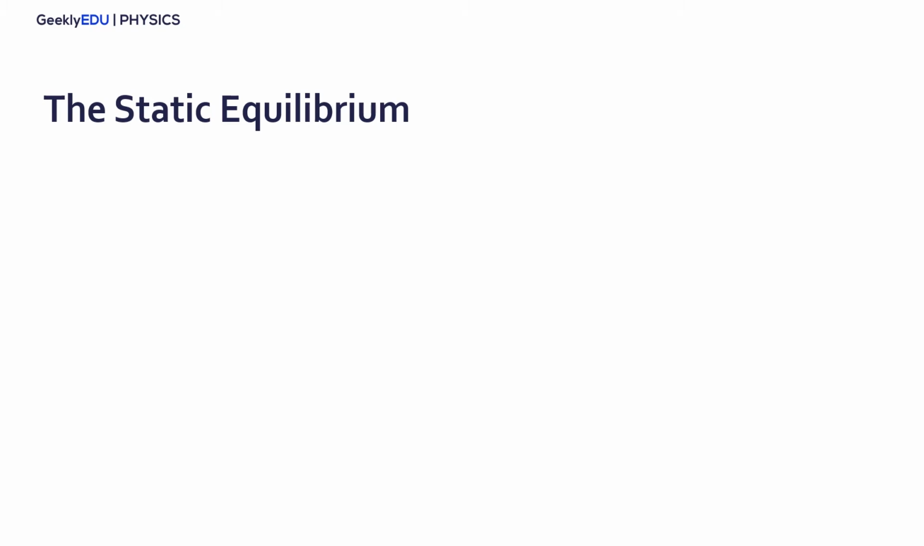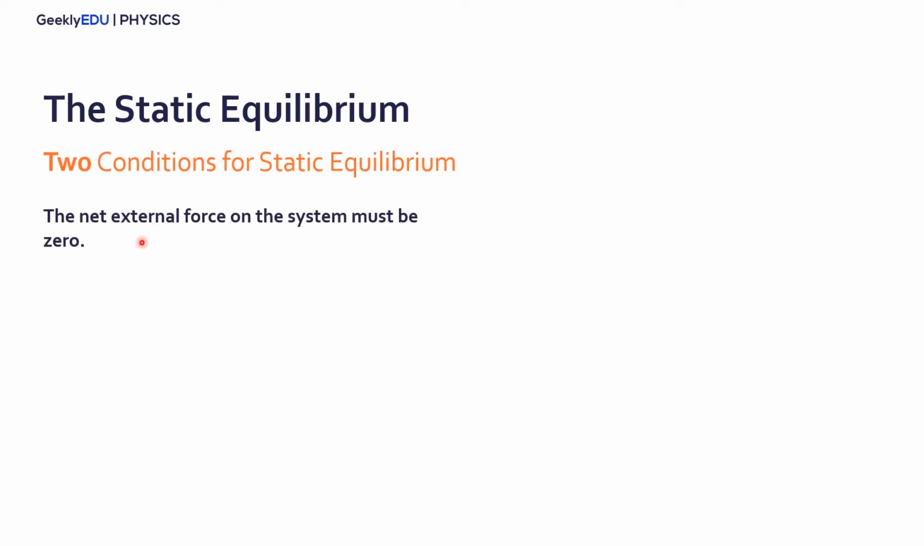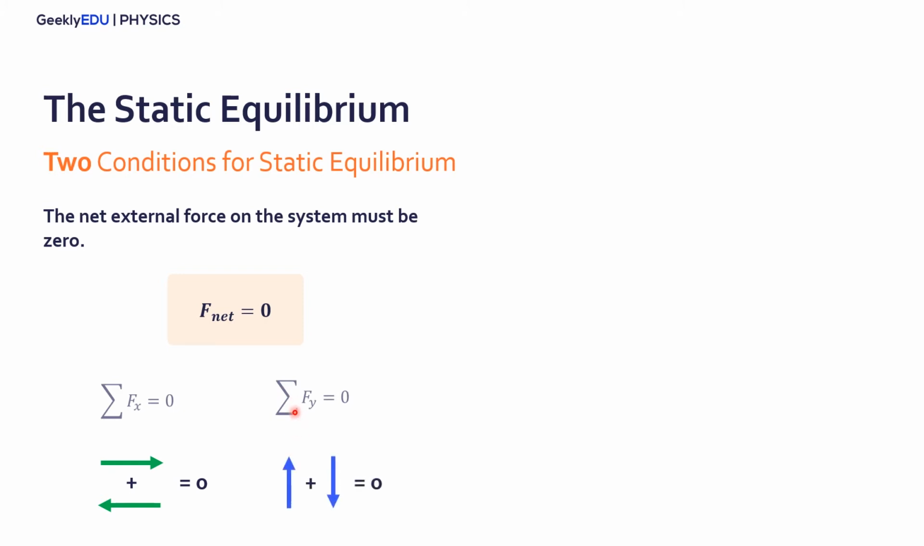Very good. Now let's go through the conditions for static equilibrium. We have two conditions, basically. The net external force on the system must be zero, which is derived from Newton's laws. So the net force is zero for static equilibrium. The sum of all the forces acting in the x direction must be zero, and the same for the y direction. Everything that's pointing up must be equal to everything that points down in order for this to be zero.